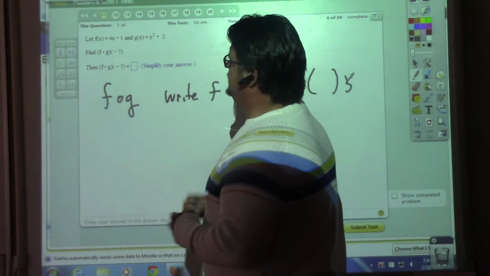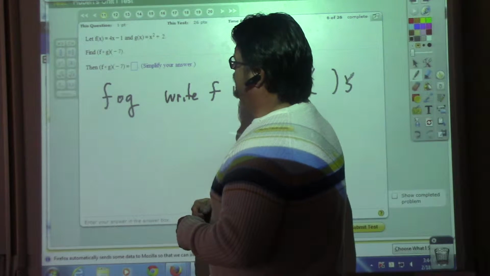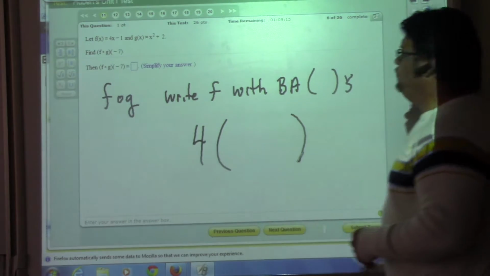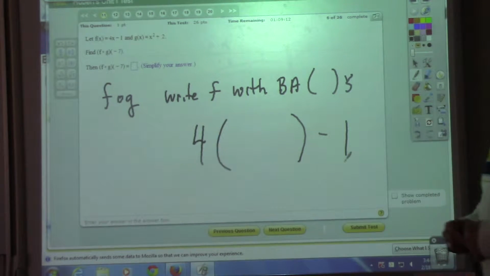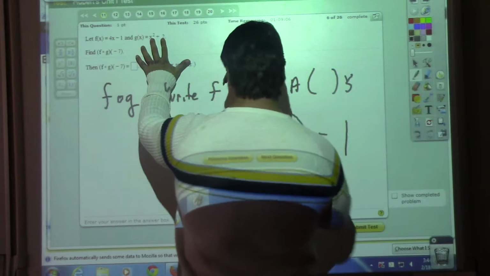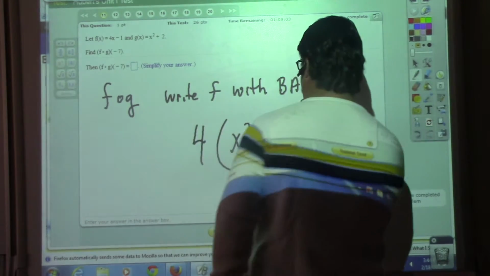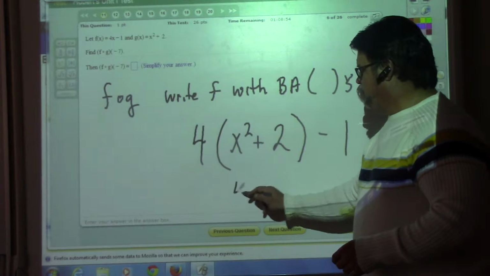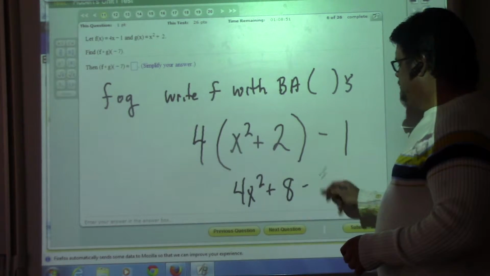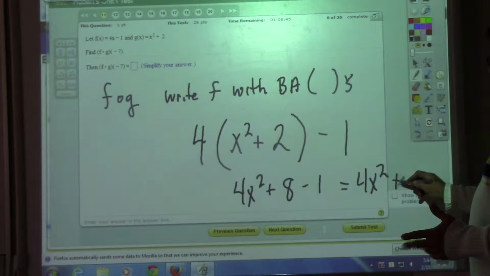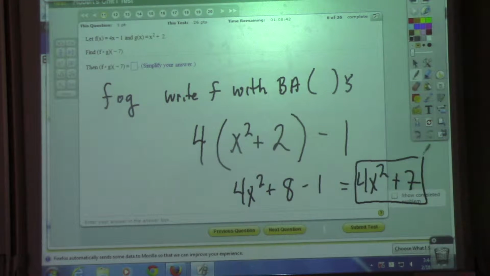So what is F of X? 4x minus 1. So you're going to rewrite it with big parentheses. 4 parentheses minus 1. And what goes in this spot right here? G of x, which is x squared plus 2. And now, simplify. 4x squared plus 8 minus 1. And what's 8 minus 1? Plus 7. That's your answer.